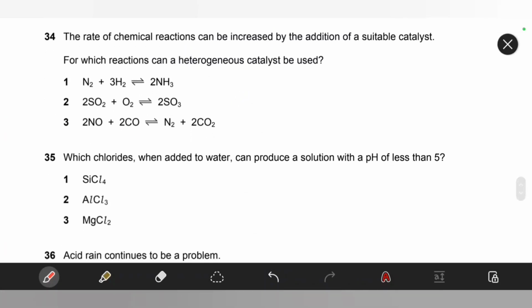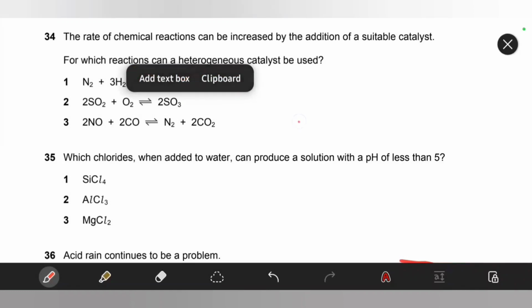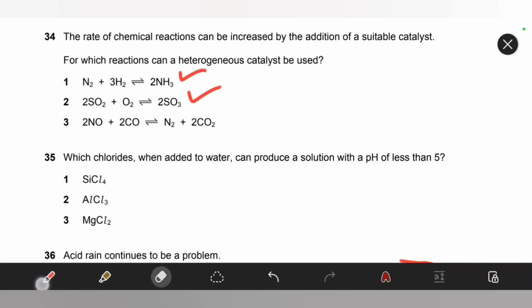The rate of chemical reactions can be increased by the addition of a suitable catalyst. For which reactions can a heterogeneous catalyst be reused? So heterogeneous catalysts are mostly metals. Nickel is used in the Haber process, so that's a heterogeneous catalyst, and vanadium(V) oxide is used in the second one, so that's also a heterogeneous catalyst. And lastly, nitrogen oxide acts as a catalyst, so 3 is also right.